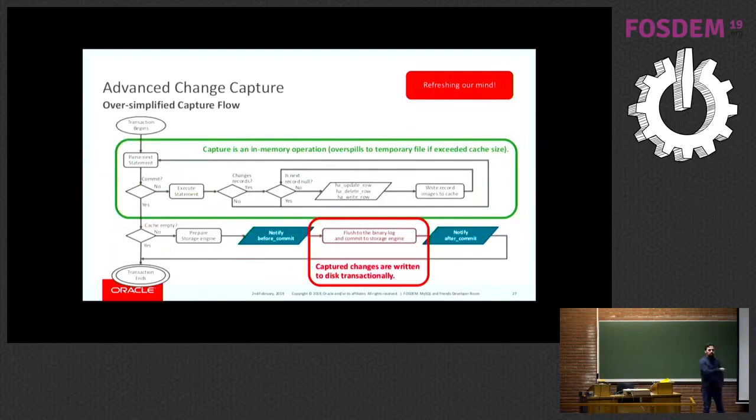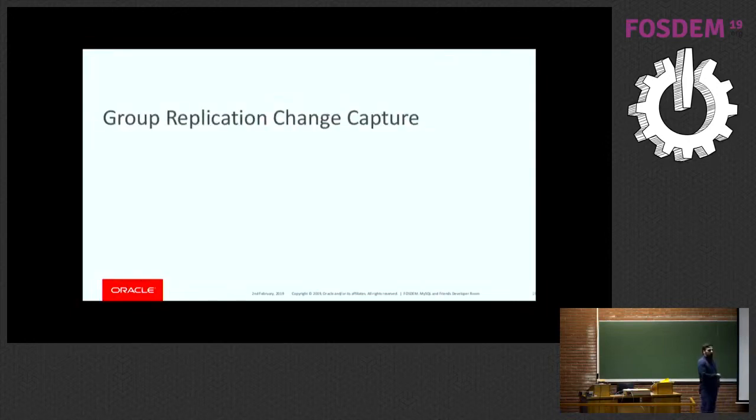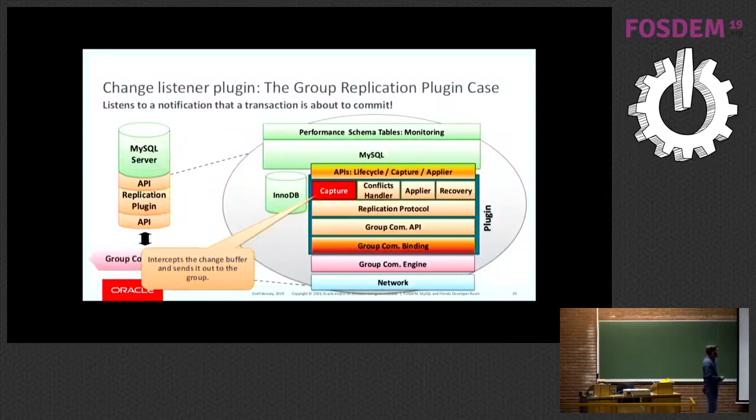So coming back to this interesting diagram here, we capture the changes while the transaction is executing. Once the transaction is about to commit, we notify that it's going to be committed, and then we flush these changes to the bin log, and then we notify that these changes have been flushed and committed in the bin log in the storage engine locally. So let's have a look at the group replication use case.